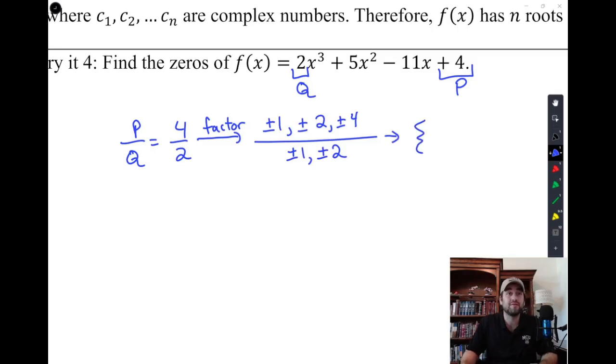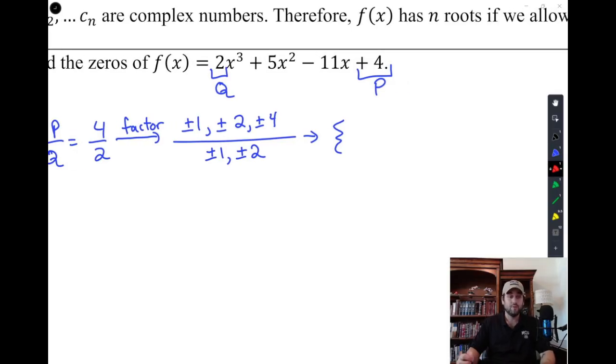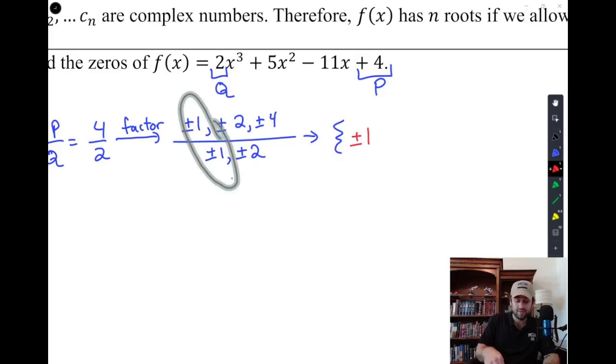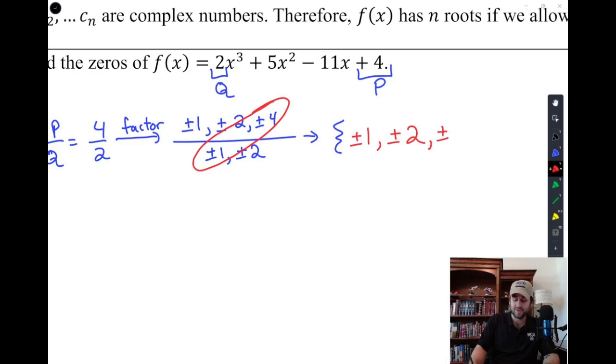And so we're going to write a set of numbers using this fraction. So watch this carefully. We're going to start with 1 over 1. 1 over 1 is just plus or minus 1. Then we're going to move to 2 over 1. 2 over 1 is just plus or minus 2. Then we're going to move to 4 over 1. 4 over 1 is just plus or minus 4. So we finished all the 1's on the bottom.